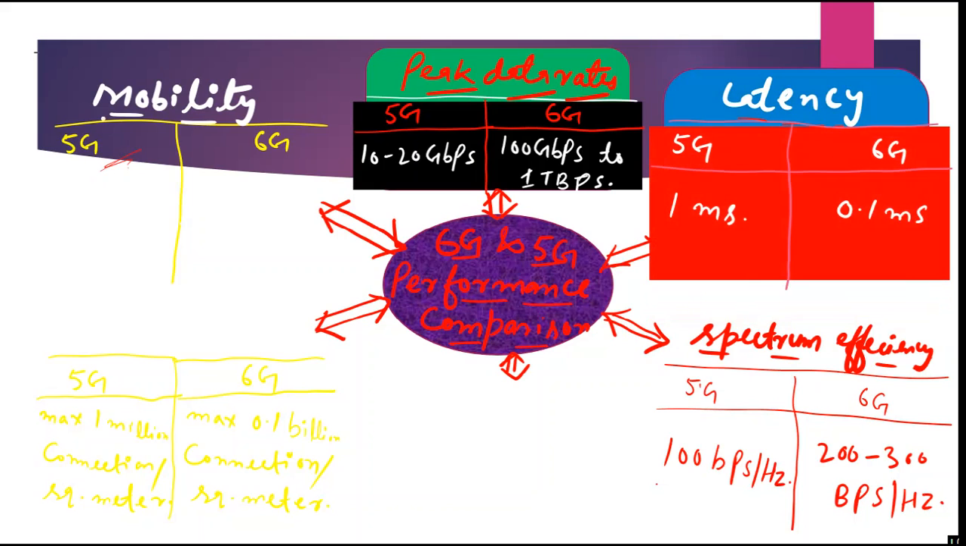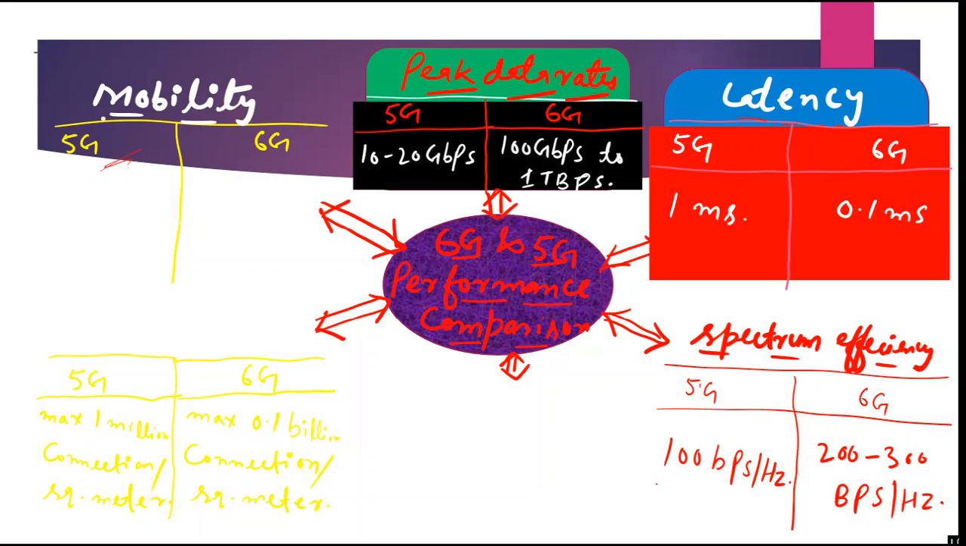So let's move to the next one, latency. So guys, what is latency? Basically, latency is the time taken by the wave traveling from the source to the destination. So latency is nothing but a delay. So how much delay is in the system in 5G and 6G. In 5G, the latency is 1 millisecond. So here in 5G, the electromagnetic wave traveling from transmitter to receiver will take the time of 1 millisecond.